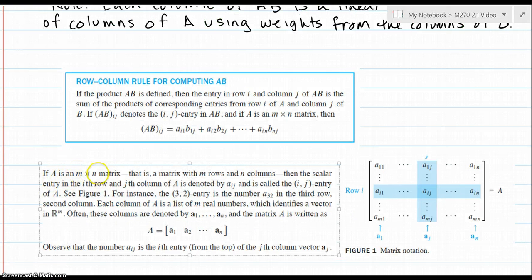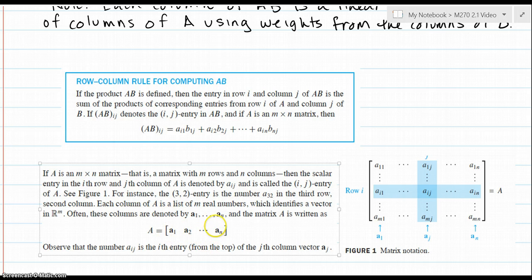So we have here, if A is an m by n matrix, that is m rows and n columns, the scalar entry in the ith row, jth column is called Aij. Sometimes it's called the ordered pair (i, j) entry of A, and they ask you to look at this figure to the right. So for instance, the 3 by 2 entry would be the entry that's in the third row and the second column. We're used to seeing it this way.